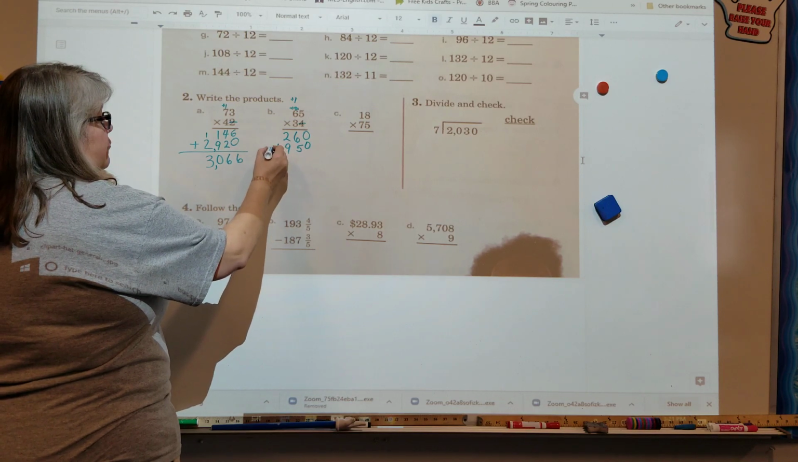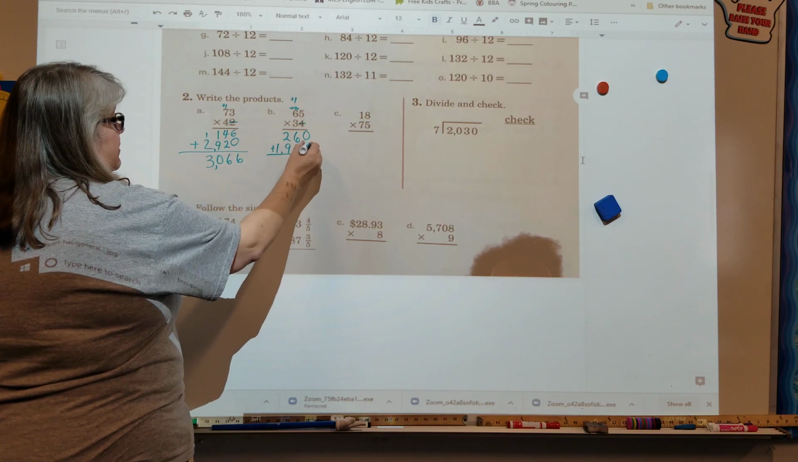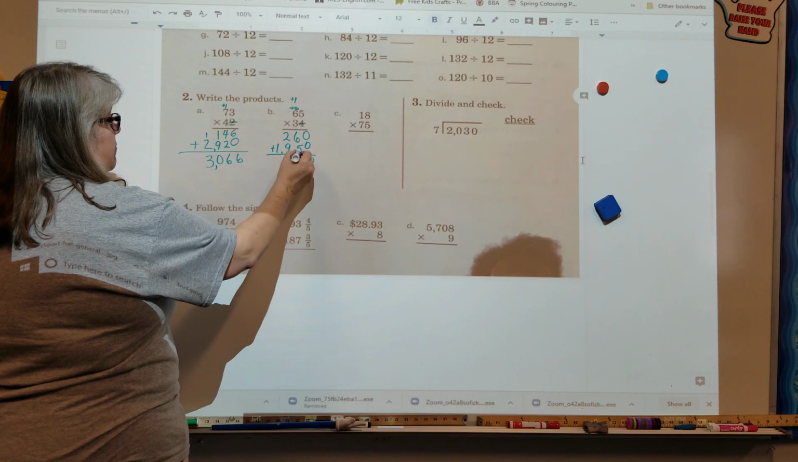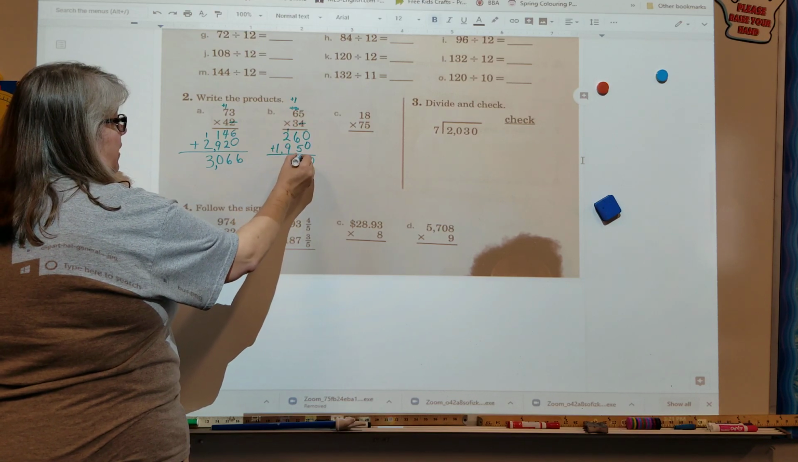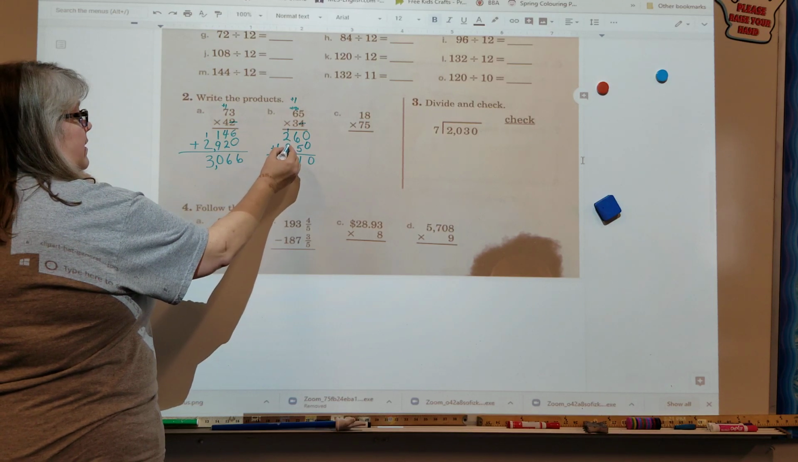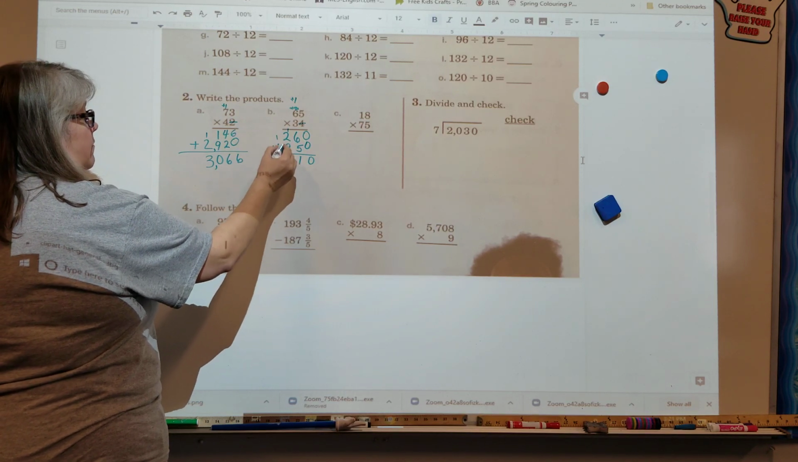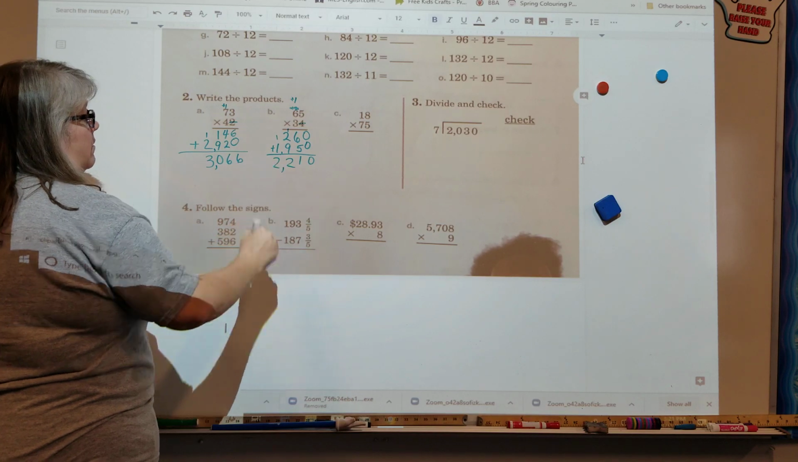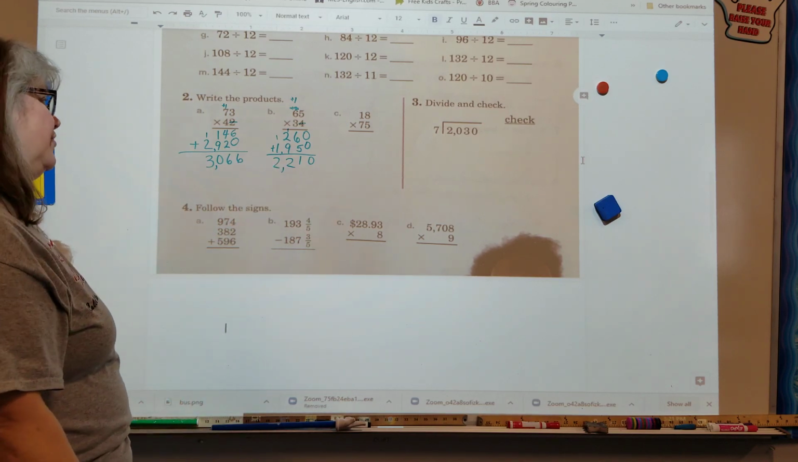Then you're going to add your 2 partial products together. 0 plus 0 is 0, and 6 plus 5 is 11. I'm going to see 1 and 9 is 10, plus 2 is 12. Carry the 1, 1 and 1 is 2. Put your comma in, 2,210.